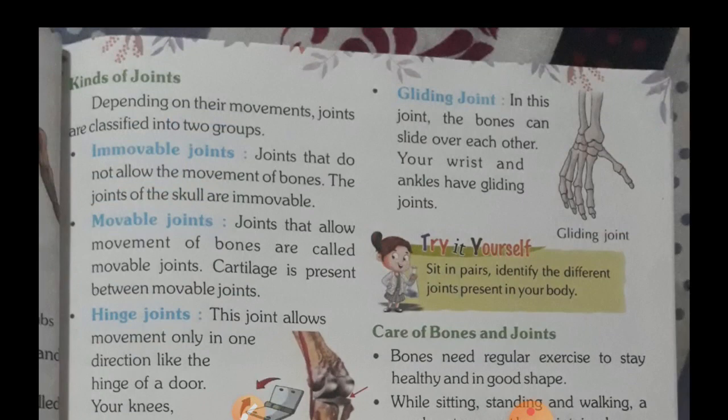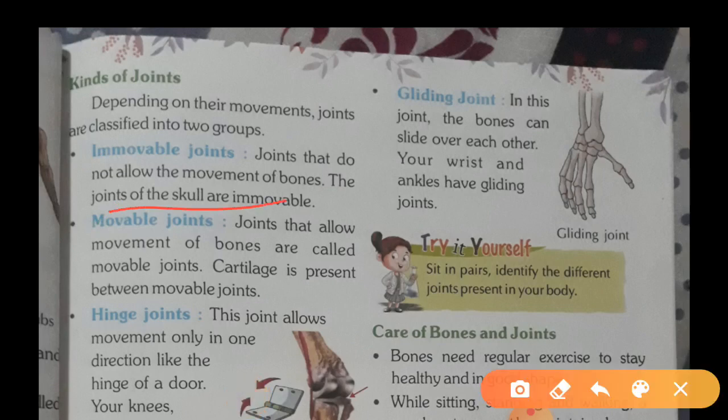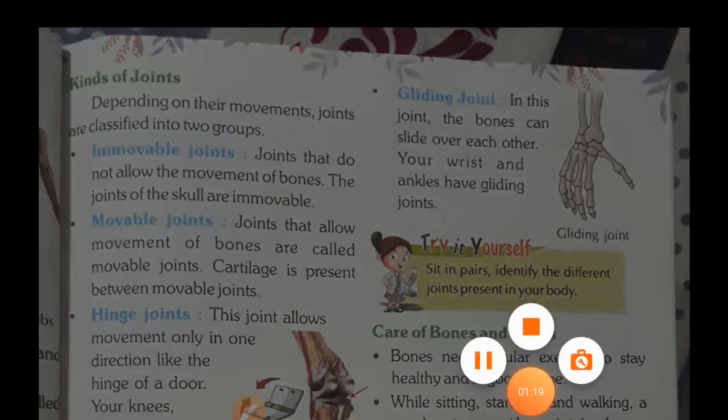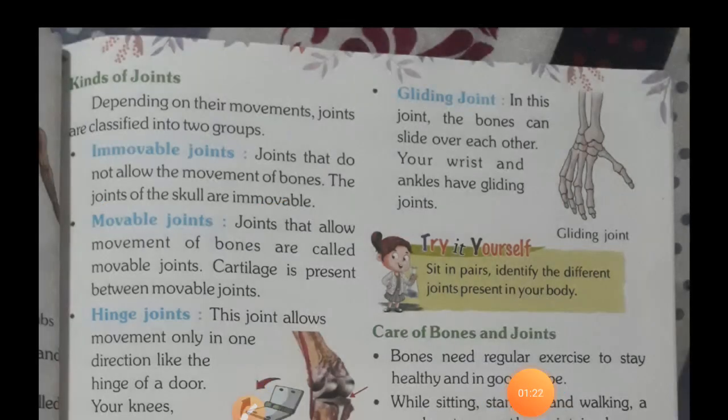Here are the kinds of joints. First is immovable joint. Depending on their movement, joints are classified into two groups: immovable and movable. Immovable joints do not allow the movement of bones. Joints that do not allow movement of bones are called immovable joints. Example, the joints of the skull are immovable. Next, movable joints. Joints that allow the movement of the bones are called movable joints.